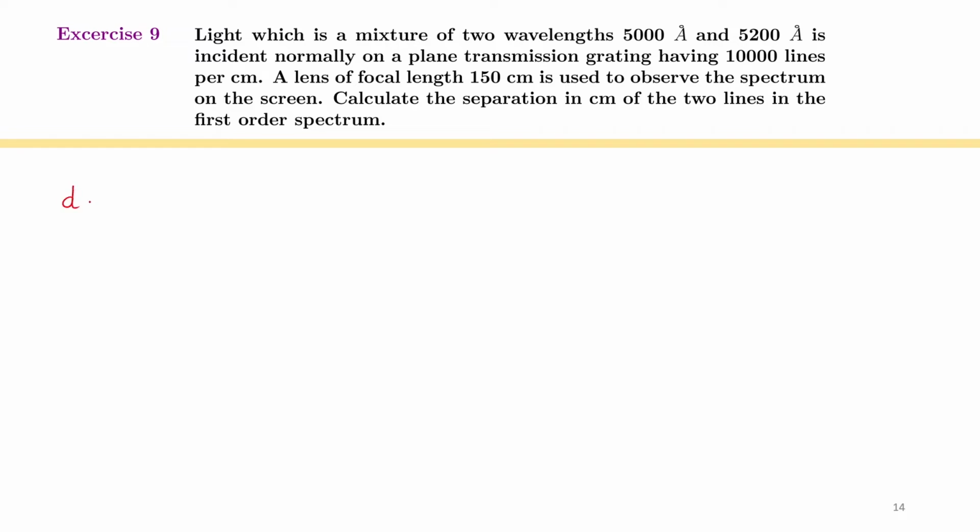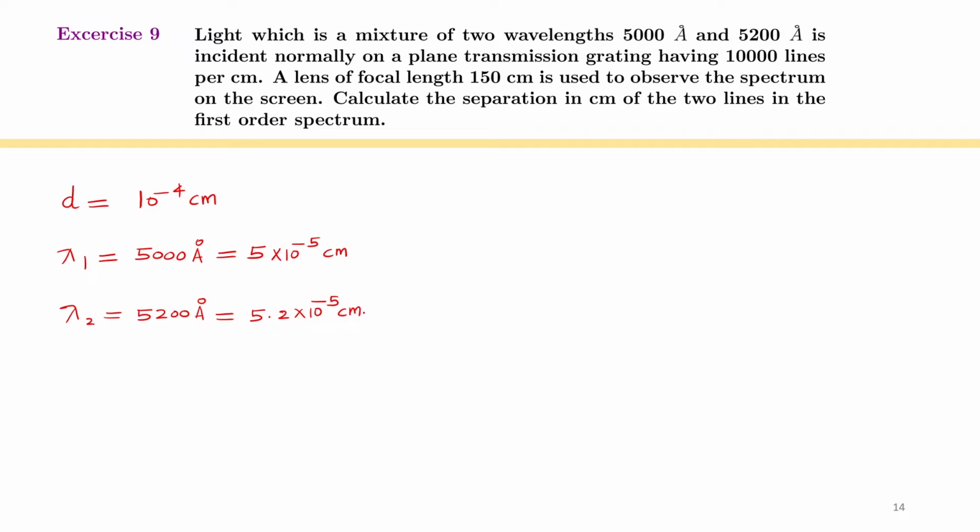We are given that d equal to 10 raised to minus 4 centimeter. There are two wavelengths. Lambda 1 is equal to 5000 angstrom, and that is 5 times 10 raised to minus 5 centimeters. And lambda 2 is equal to 5200 angstrom, and this is 5.2 times 10 raised to minus 5 centimeters. And the order m is equal to 1.